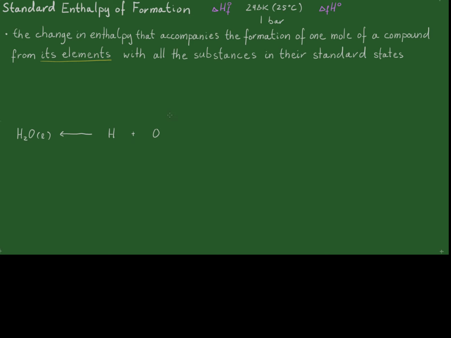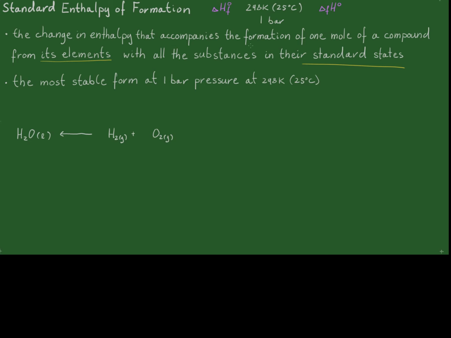It also says that the substances have to be in their standard states. So what are standard states? Well, a standard state is the most stable form at 1 bar pressure at 25 degrees Celsius. So at that temperature and pressure, hydrogen is the most stable as hydrogen gas. Oxygen is the most stable as oxygen gas.